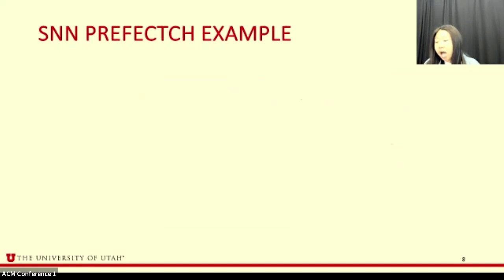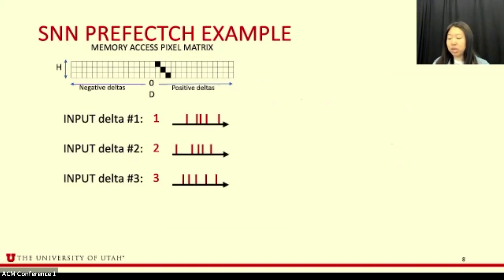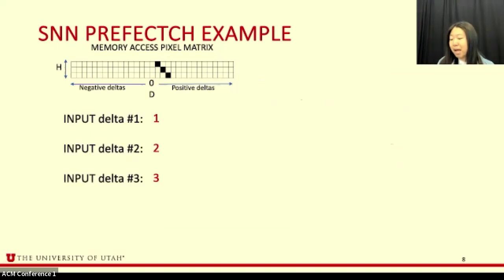Next, let's see how it works at the layer level. Whenever we get 3 delta history points, we convert them to a memory access pixel matrix with H rows and D columns. In our default setting, H equals 3, which means we have 3 delta history points, and D equals 127, because our delta range is from -63 to +63 when we're looking at the deltas within a page.